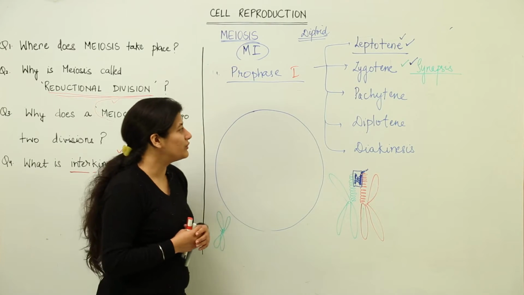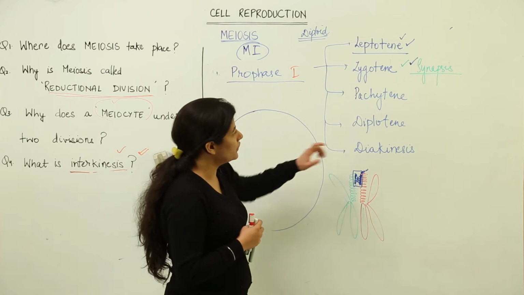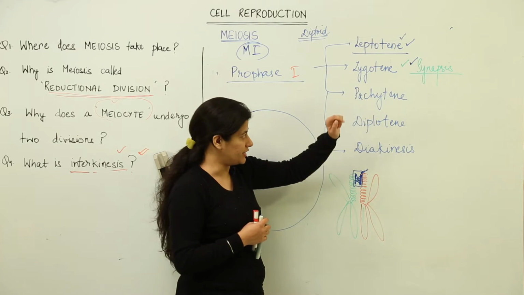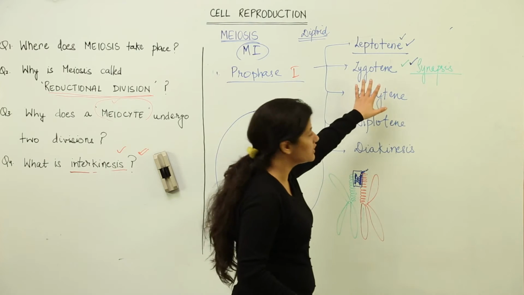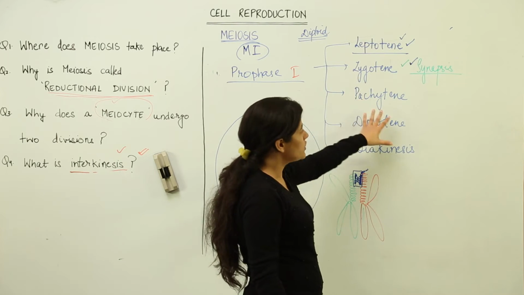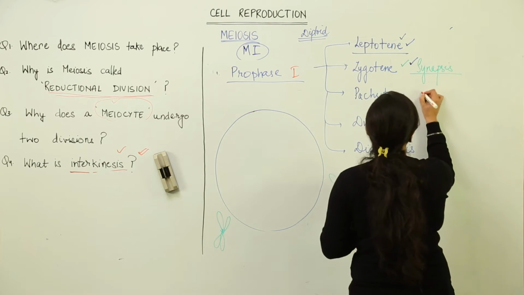Welcome back. Now we had discussed zygotene till now. Now we are going to move to the stage pachytene. As synapsis and synaptonemal complex were the characteristic words in zygotene, what would be there in pachytene? It would be crossing over.